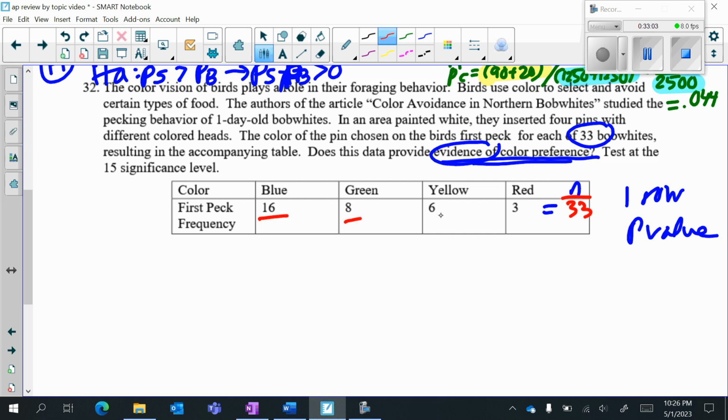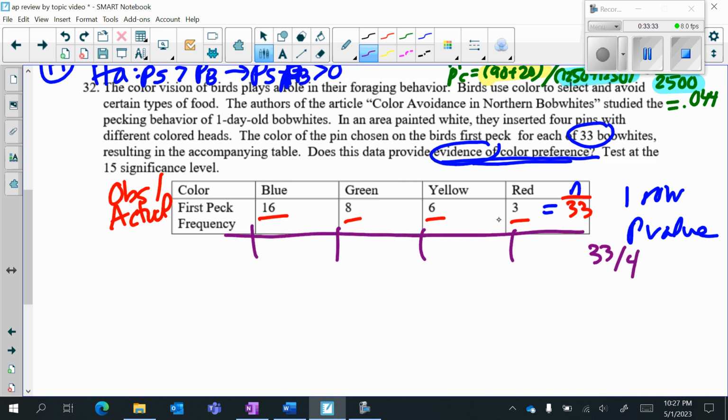And these numbers should total up to 33. And this data down below are the observed counts, or actual counts, of what actually happened. So we want to know what would have been predicted to happen. Now, if they had no preference for color, then it would just be equally distributed. So there's 4 colors. So we just do 33 divided by 4, and we would get the 4 expected, or predicted, counts if they were all equal. So we would get 8.25, 8.25, 8.25, and 8.25, and those should total up to 33.